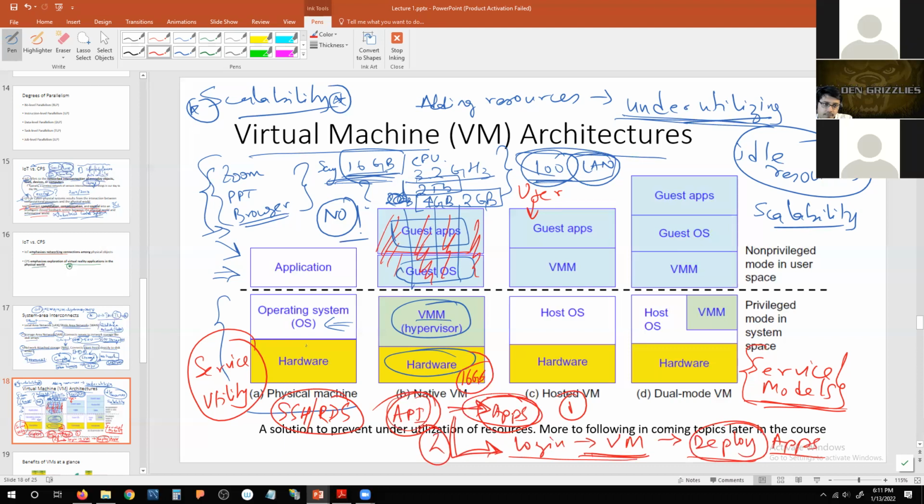I think it's the apps that are installed on the virtual machine. Okay. I think we just connect to the virtual machine and then we perform the operations that we need.